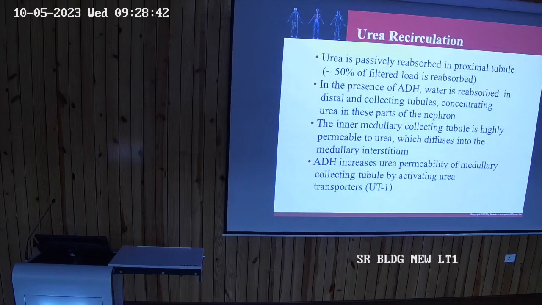It is passively reabsorbed in the PCT. Approximately 50% of the filtered load is reabsorbed. In the presence of ADH, what is reabsorbed? This is responsible for concentrating urea in these parts of the nephron. Inner medullary collecting tubule is highly permeable to urea, which diffuses into the medullary interstitium. ADH increases urea permeability of medullary collecting tubule by activating urea transporter 1.